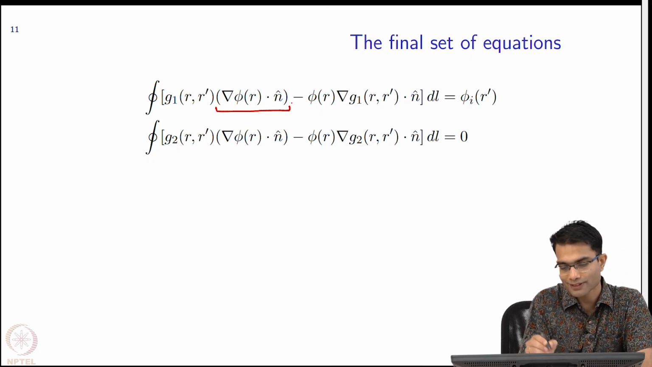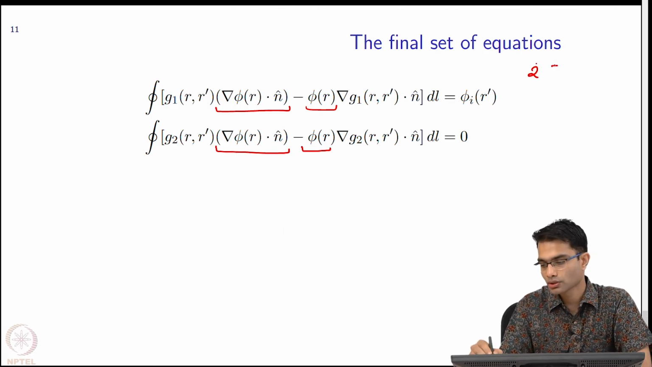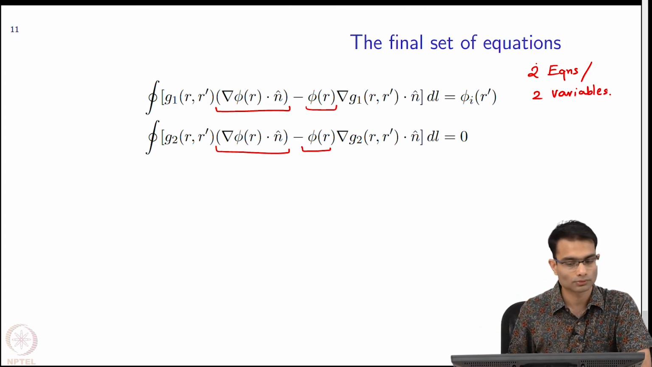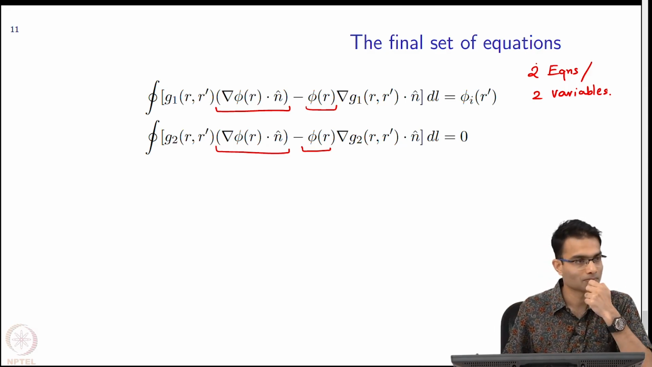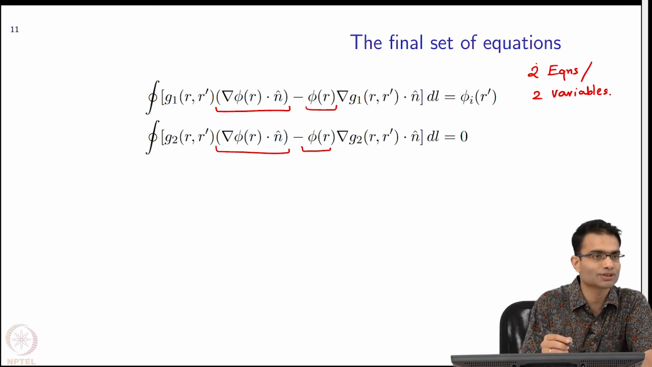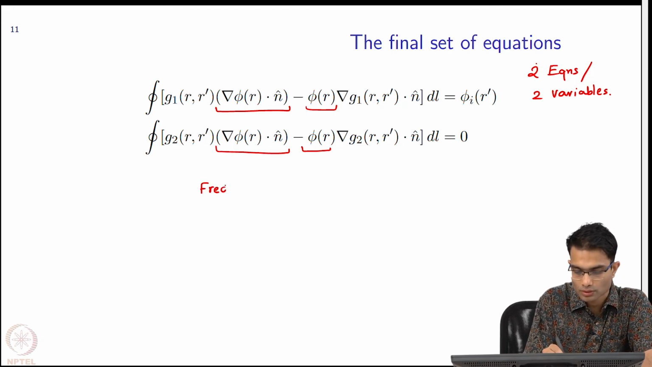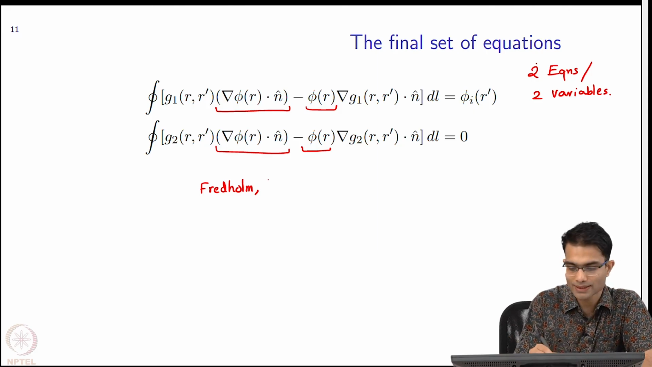Our unknowns are over here, grad phi dot n hat and phi, similarly here. So these are two equations, two variables. What kind of an integral equation do you think this is? We have studied different types of integral equations. This is a slight variation. Does it look like a Fredholm or a Volterra? Fredholm, because the limits of integration are known. First or second kind? The unknowns, are they inside and outside or only inside the integral sign? Only inside. So we can say first kind.